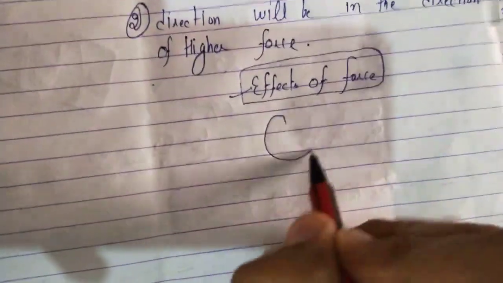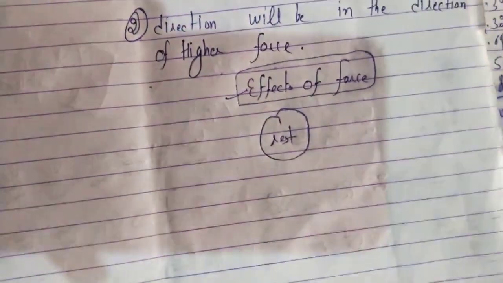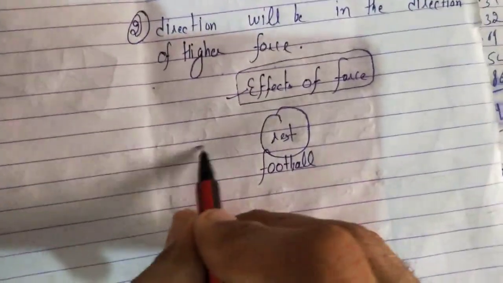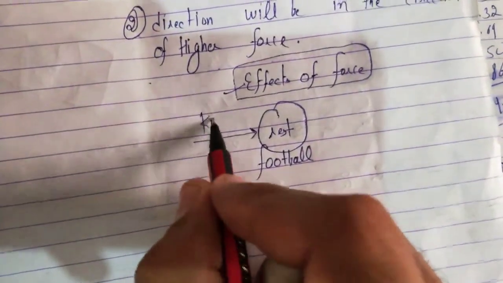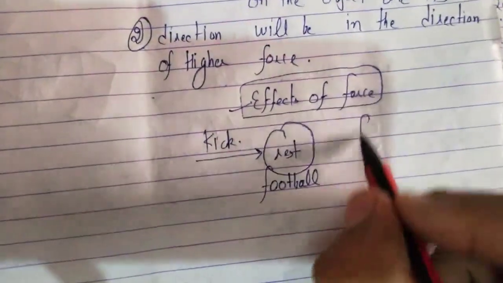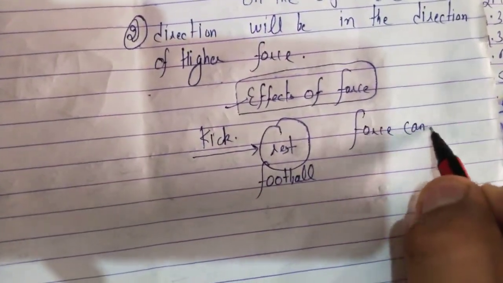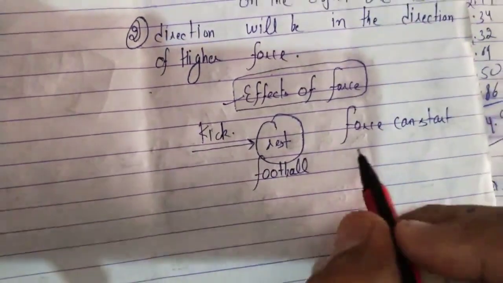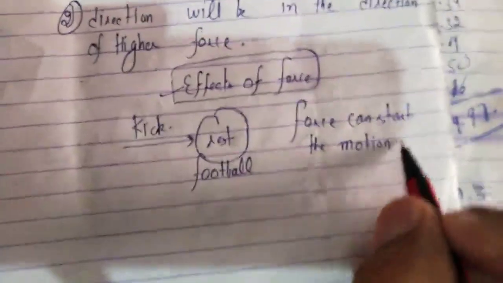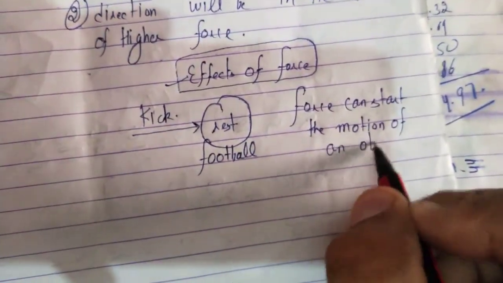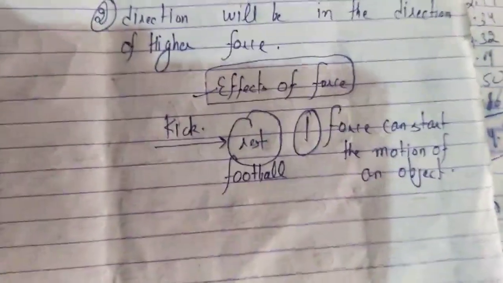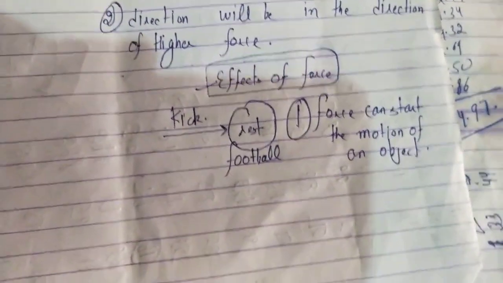Suppose object is at rest, like a football. You kick the football, it starts moving. So force can start the motion of an object. This is the first effect of force. It can start the motion of an object.